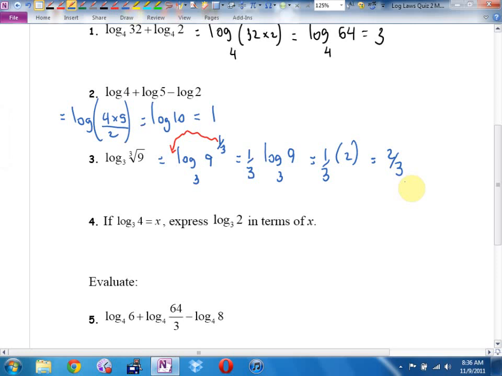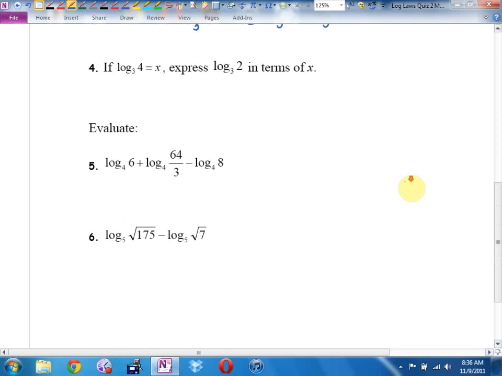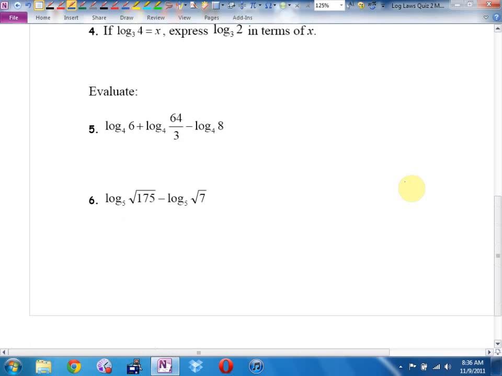Question? No? Oh, you're looking kind of like, maybe it's just waking up. Gotcha. Number 5. Wait a minute, Mr. Dueck, what about number 4? Yeah, I'm going to do it last.